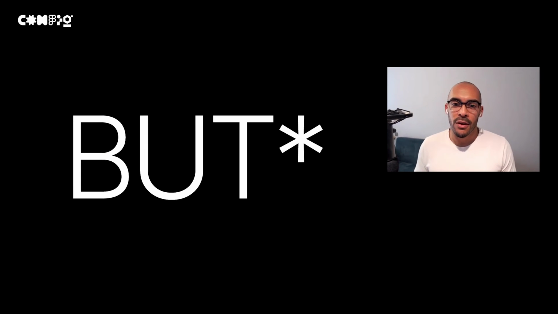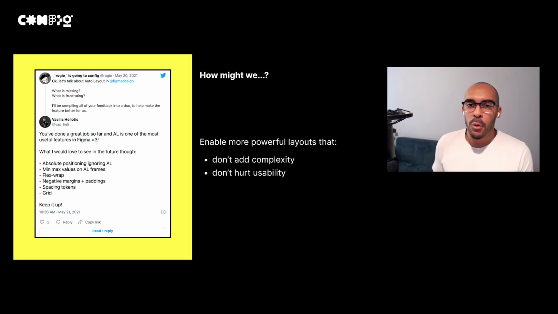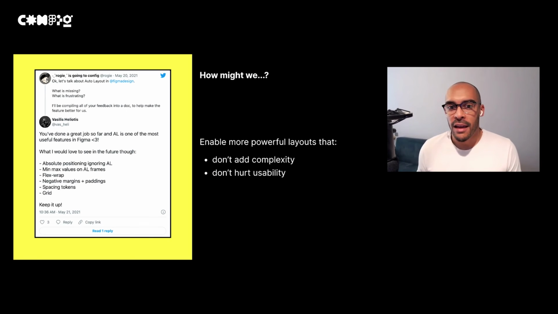But we need to remember who we are building auto layout for. While the believers would have loved more power and more features, we still had a bunch of skeptics that weren't using auto layout at all. So adding more power with added complexity would have just made things a lot worse for those people. If we're going to add more powerful layouts, we need to do it in a way that doesn't add complexity and doesn't hurt usability.